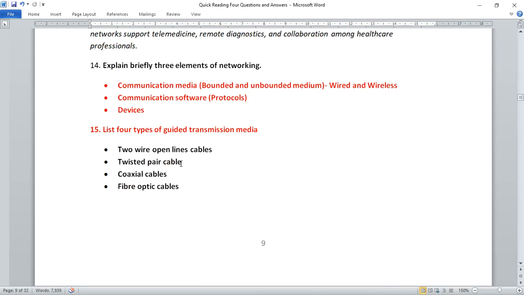Then we have: explain briefly 3 elements of networking. We have devices. You cannot network without devices. We have communication software or protocols. Then we have communication media. That is bound or non-bound. Some people may say wired or wireless.